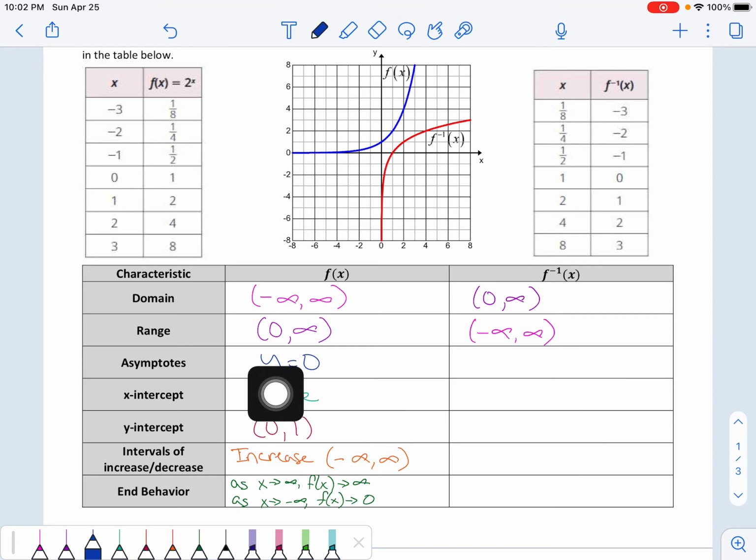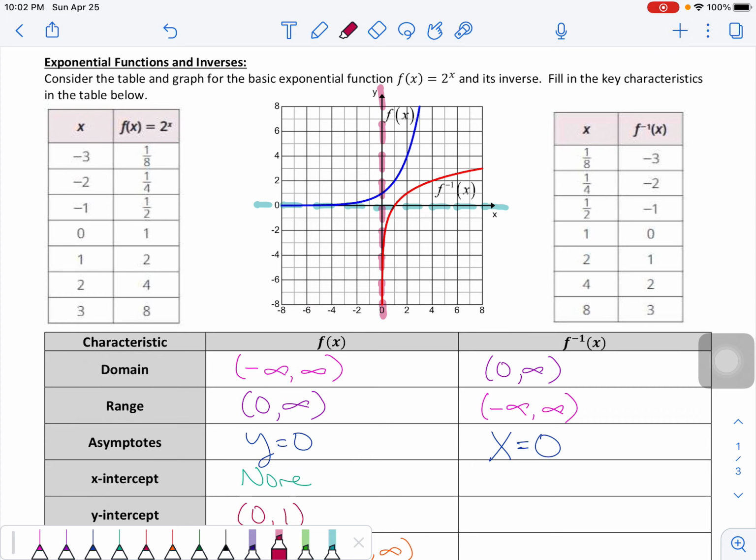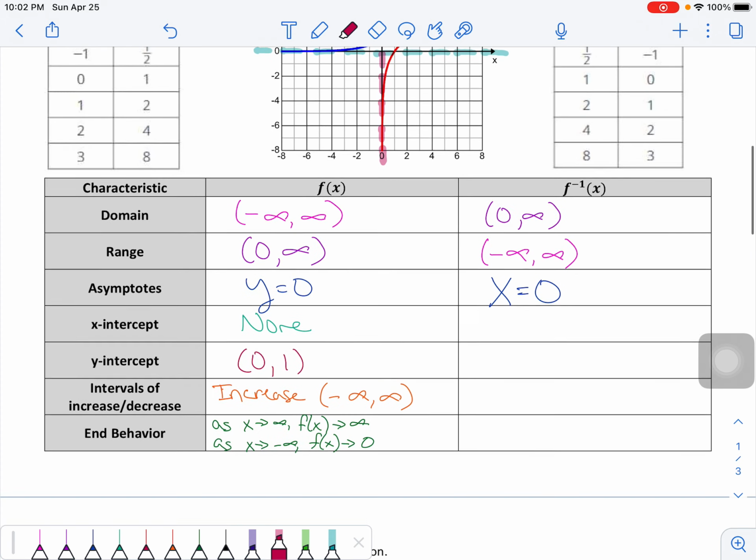Now the asymptote, instead of it being y equals 0, we're going to switch the variable, and the asymptote for the inverse function is x equals 0. So I'm going to zoom in on the graph just for that temporarily. So I'll do it and even color code it. So the blue curve right here has this horizontal asymptote, y equals 0. The red curve has this vertical asymptote, x equals 0. All right, so the variables switch places. So x becomes y, y becomes x.